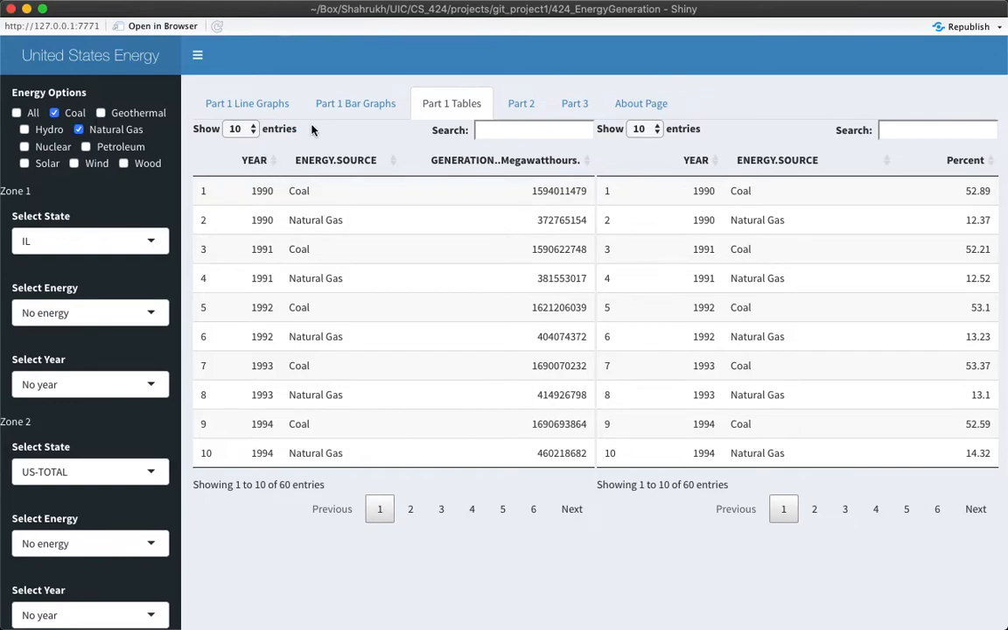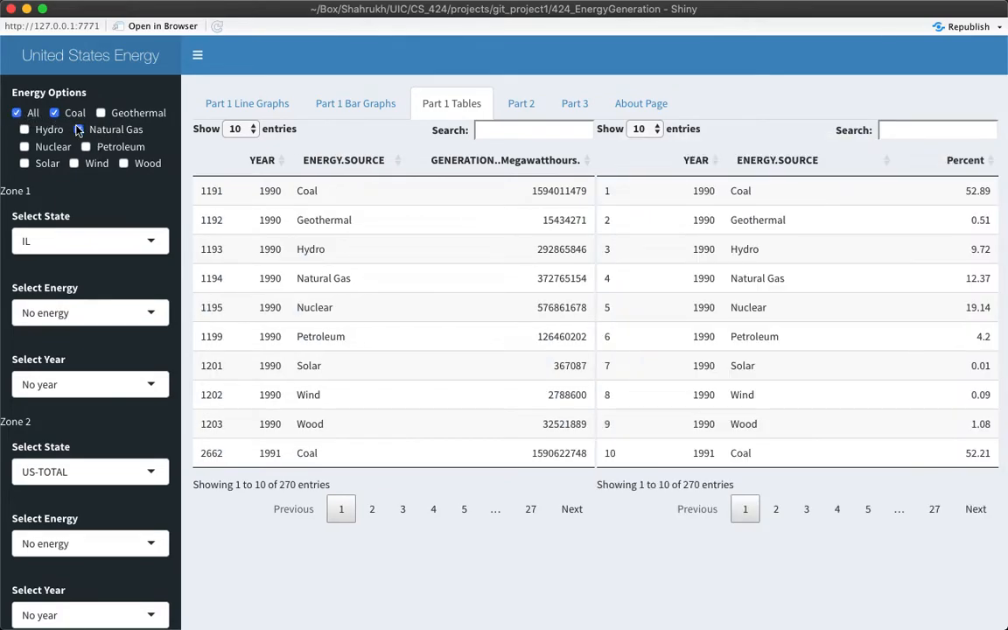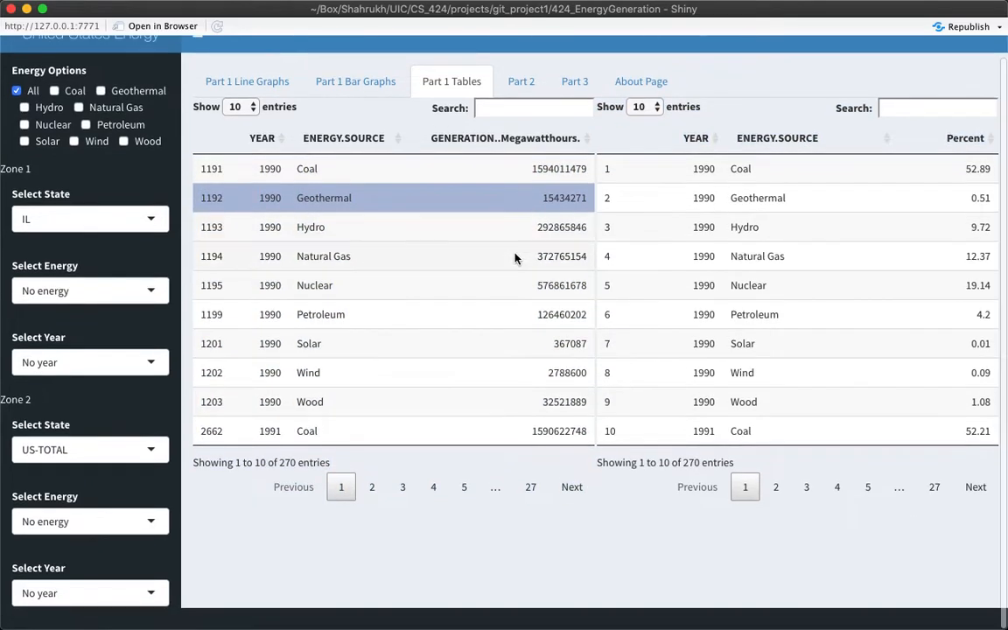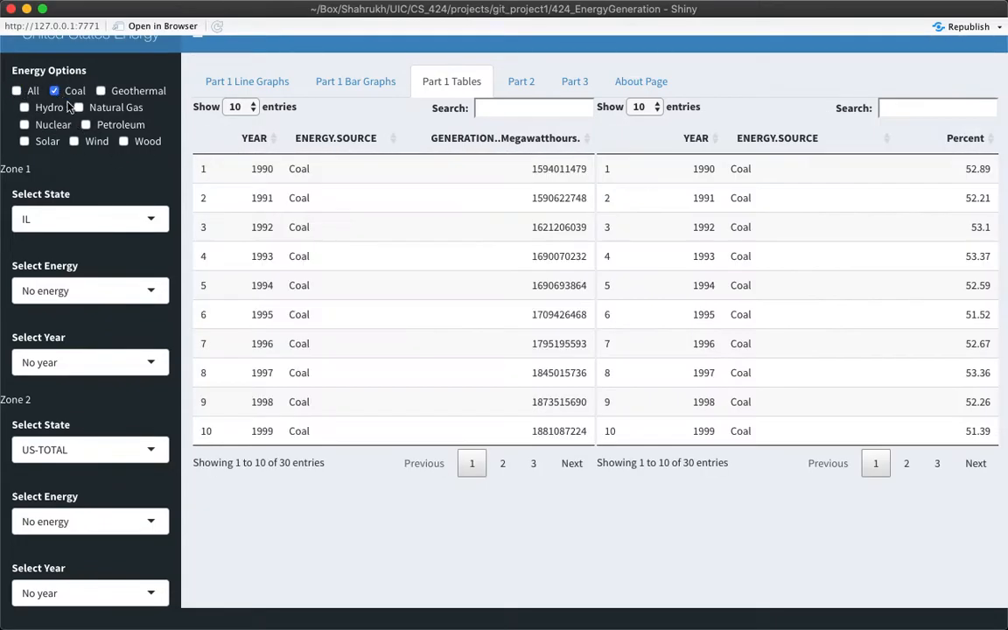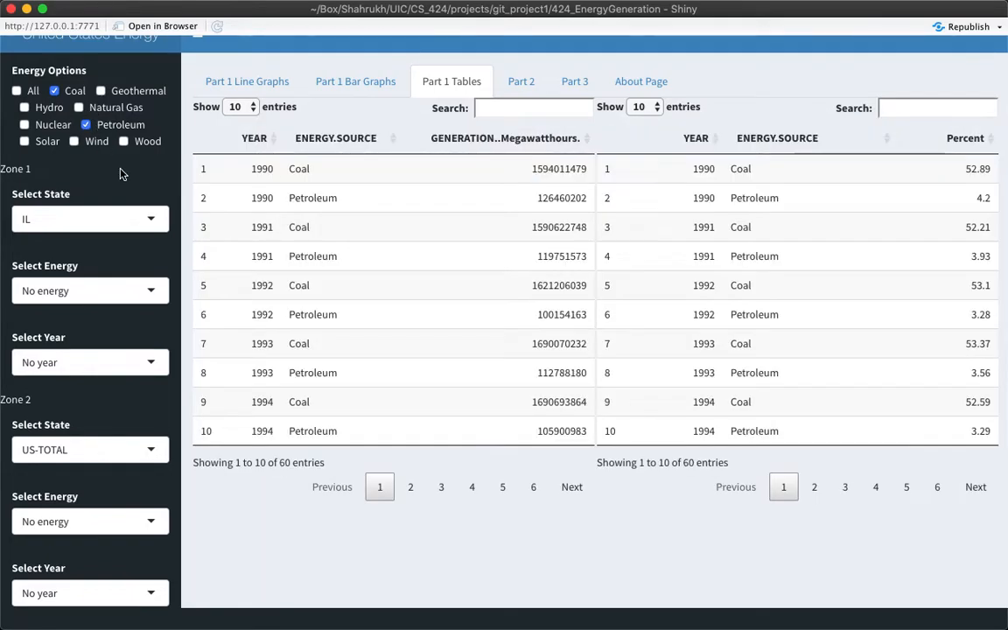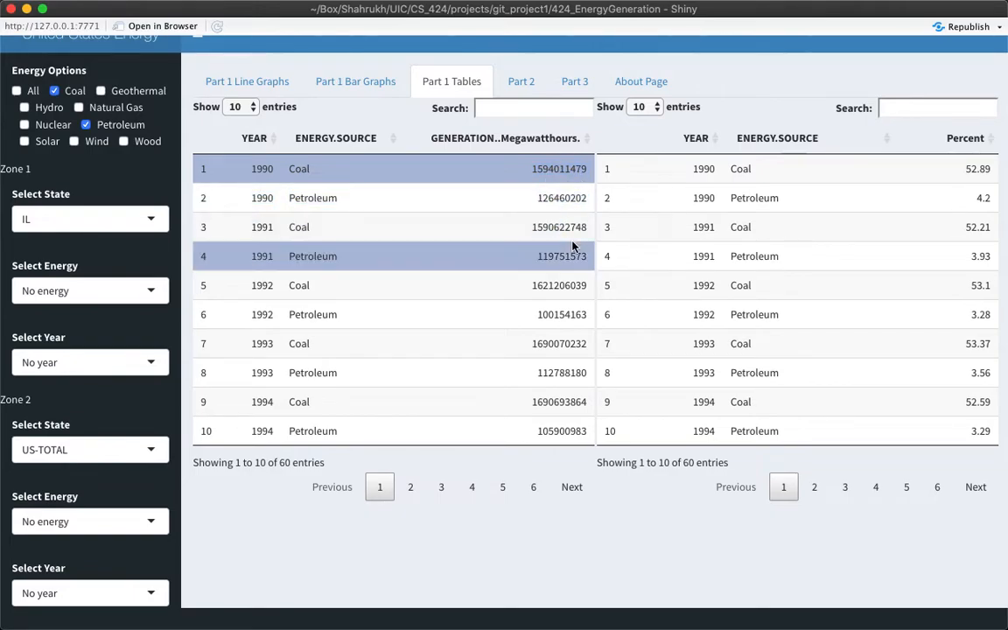Now the same idea is for the table, so all three of these are controlled by these small tick boxes. So if we want to see all of them, we could just select all of them and it overrides all of these. So over here we see which energy source and how much of it was used, and so on from 1990 to 2019. Now let's say you want to compare only a couple of them. Let's say you want to see coal and maybe petroleum. Then those two are shown over here. These are the actual generated numbers, and then on the right we'll see the percentage wise.